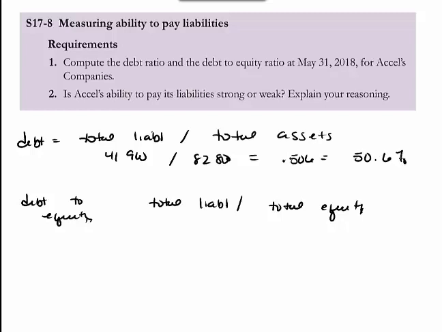That's how much of their assets are financed with liabilities. And then here I get 41.9 divided by 4,900 for the equity, and I get 1.02. So they're financing about equally, which is why they get that nice 50% ratio there. So their ability to pay their liabilities is pretty strong. They've got a fairly low debt ratio and a debt to equity that's nice and even. So no red flags there for that one.